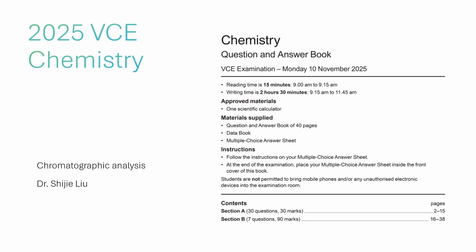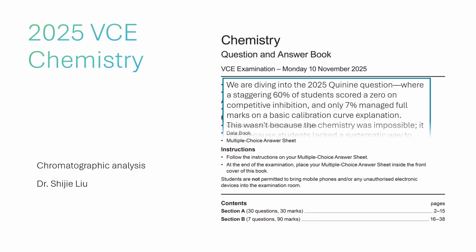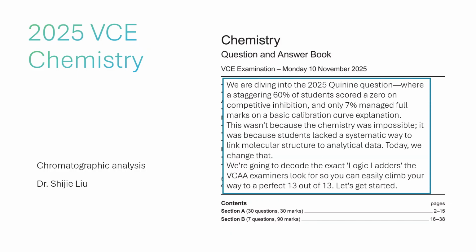Welcome, everyone. Today, we are looking at a single exam question that single-handedly took down over half the state in last year's VCE chemistry paper. We are diving into the 2025 quinine question, where a staggering 60% of students scored a 0 on competitive inhibition, and only 7% managed full marks on a basic calibration curve explanation.